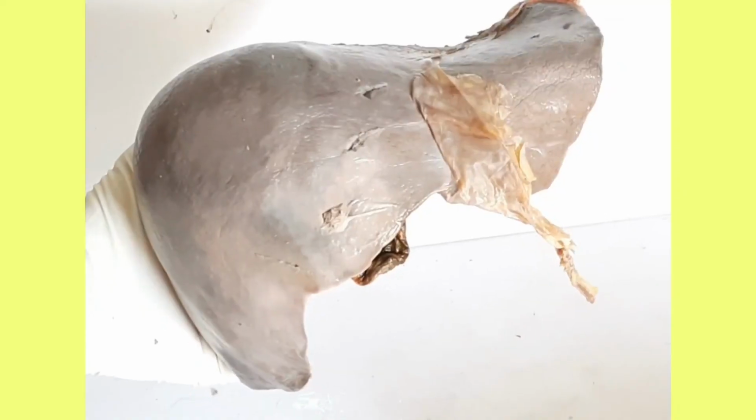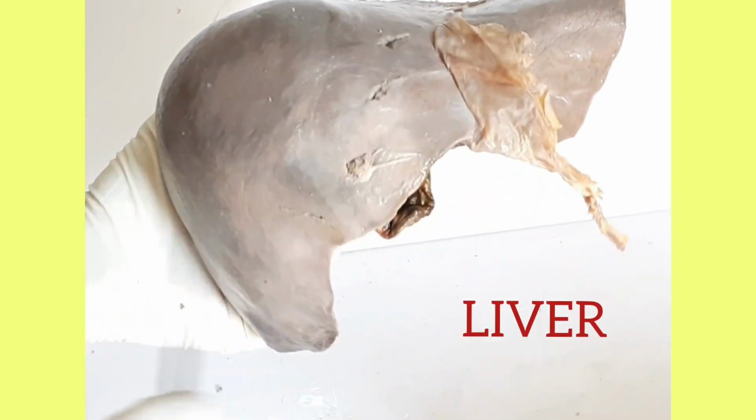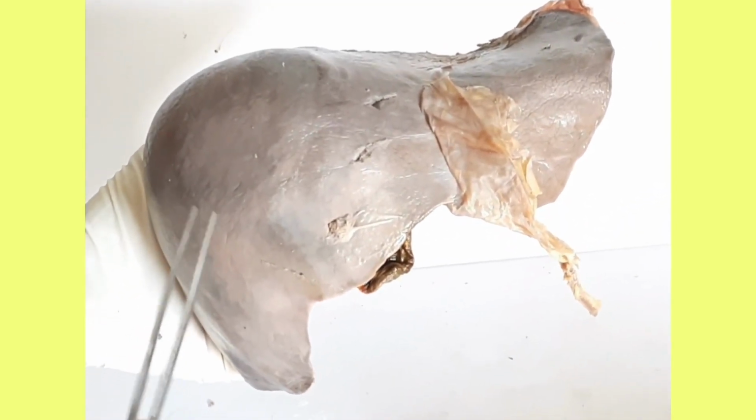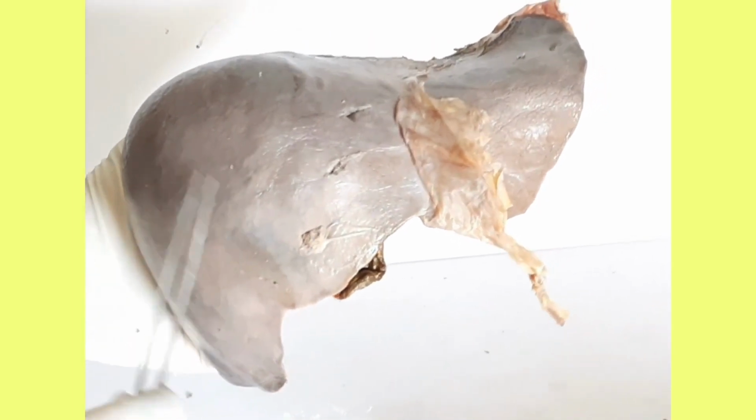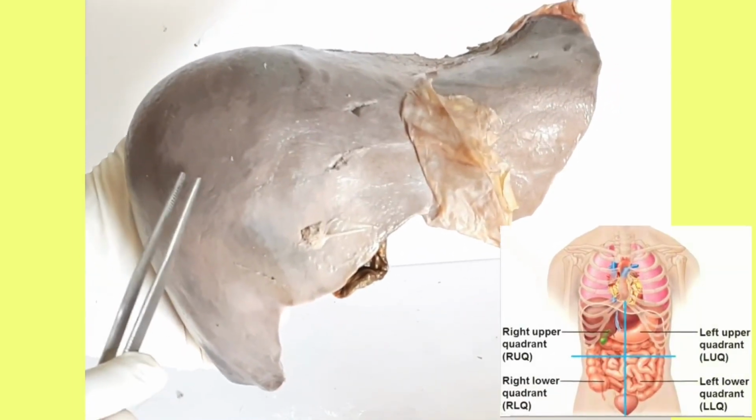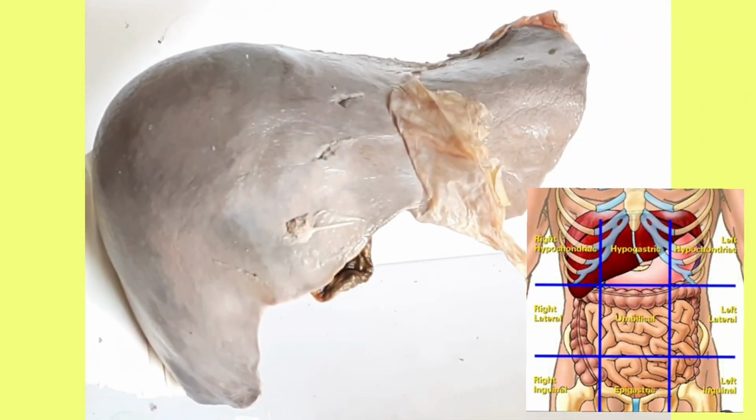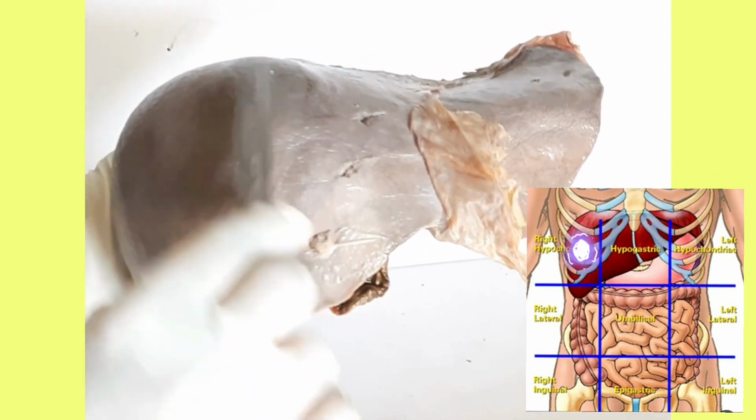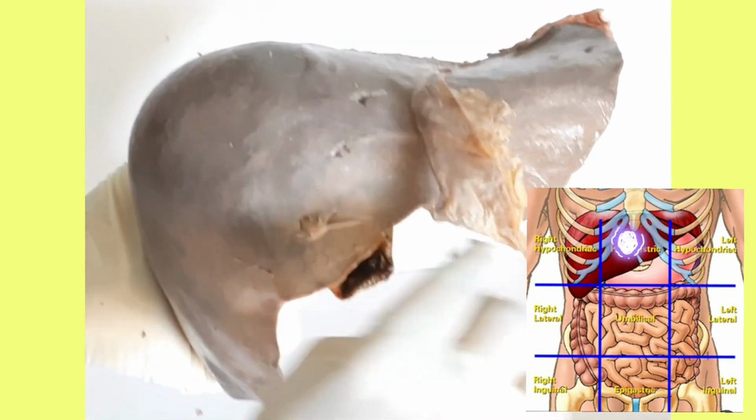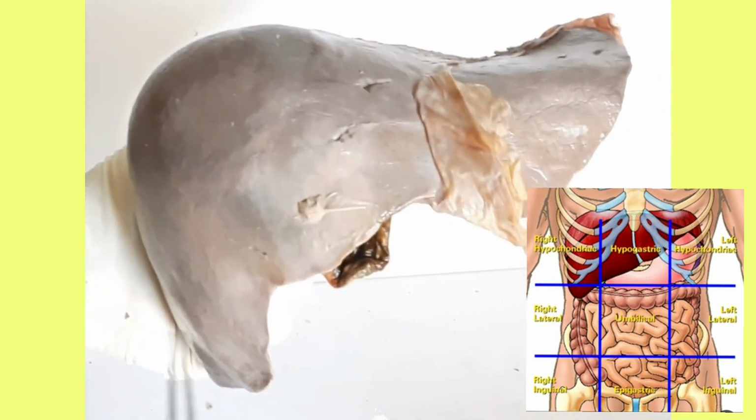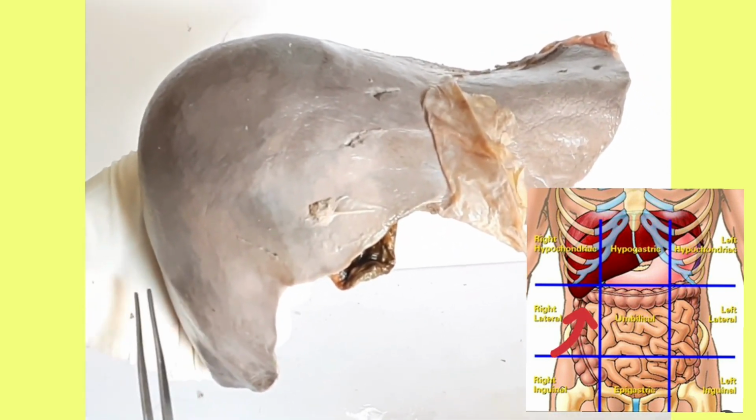Thank you. This is the specimen of the liver. Liver is the largest gland in the body. It is the second heaviest organ in the body next to the skin. It is situated in the right upper quadrant of the abdominal cavity, just beneath the diaphragm. It occupies the whole of the right hypochondriac region, upper part of the epigastric region, and reaches up to the left lateral plane, and it also occupies some part of the right lumbar region.